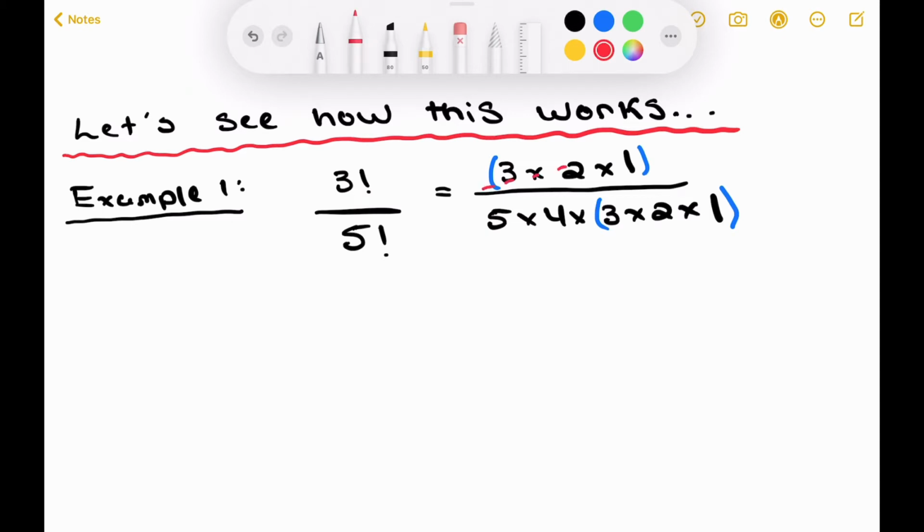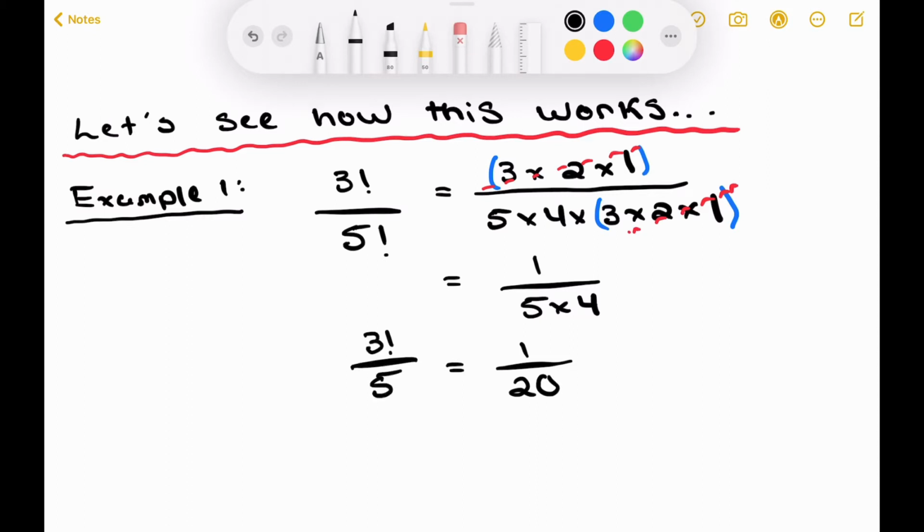So I'm going to cancel it from the numerator here and cancel it from the denominator. And anything of itself, or anything the same over itself, is just equal to 1. So we get 1 over 5 times 4, because that's the only part left over, right? And then now we just have 1 over 5 times 4, which is just 20. So we can say that 3 factorial over 5 factorial is equivalent to 1 over 20 when simplified.